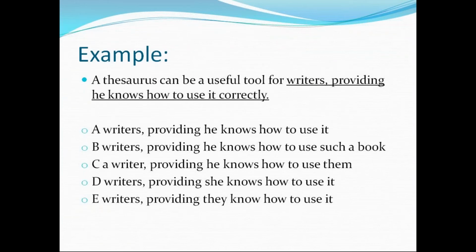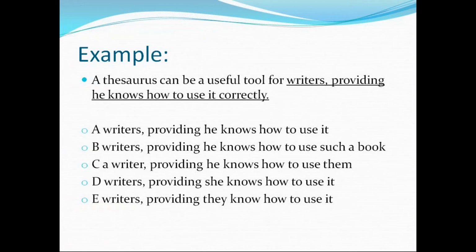See if you can identify what's wrong with that. Thesaurus can be a useful tool for writers, providing he knows how to use it correctly. For writers, providing how to use it correctly. Yeah, so there's something wrong with that sentence. Can be a useful tool for writers.